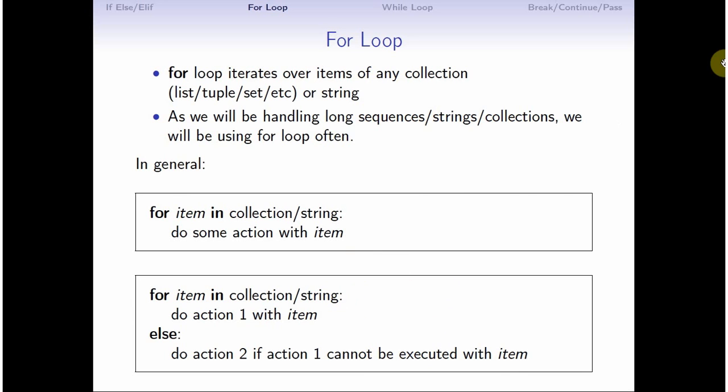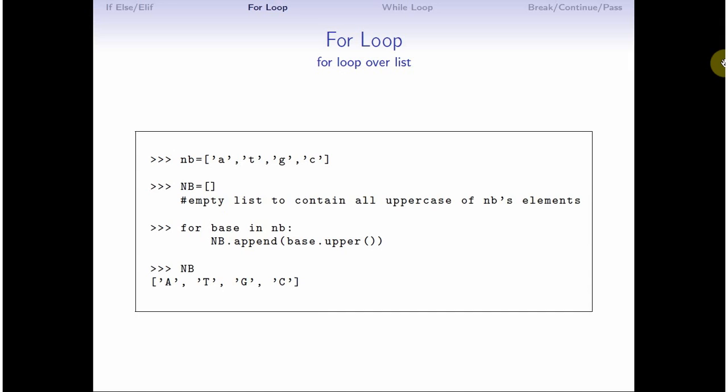Let's see an example. NB stands for nucleotide base. NB represents the small letter a, small letter t, small letter g, small letter c. It's a list, so I write this down: NB equals open square bracket, close square bracket. I use an empty list to contain all uppercase. I want to change all of these to uppercase and put them over here. By the way, in Python, if you use a hashtag, hashtag means comment. Comment means that whatever you type will not be printed out.